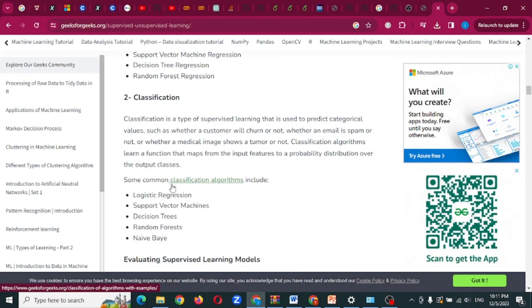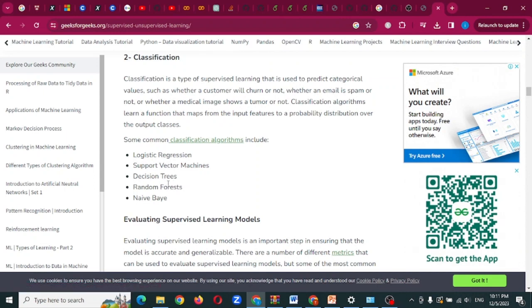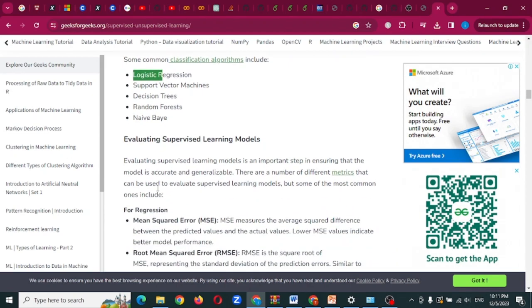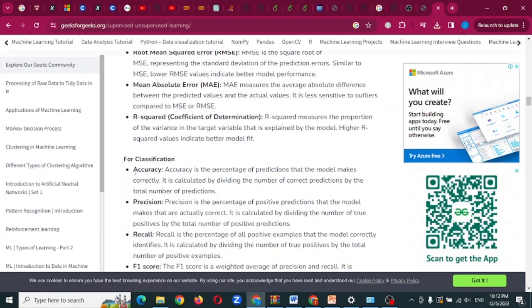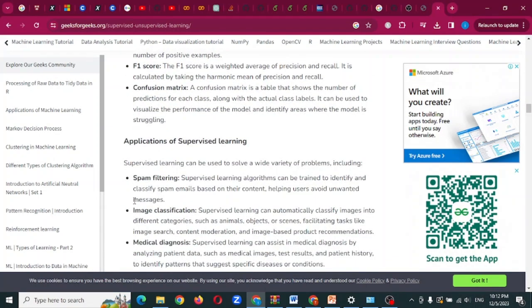Now we will see some common classification algorithms which are used. Logistic regression is one of them, then support vector machine, decision trees, random forest, and naive Bayes. For regression, we evaluate these models with metrics, for example mean squared error, root mean squared error, and mean absolute error. For classification we apply accuracy, precision, recall, F1 score, and confusion matrix.